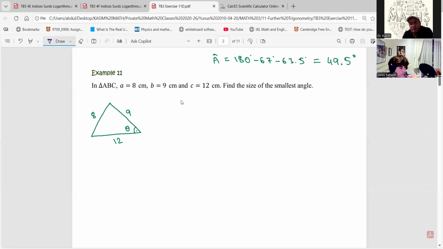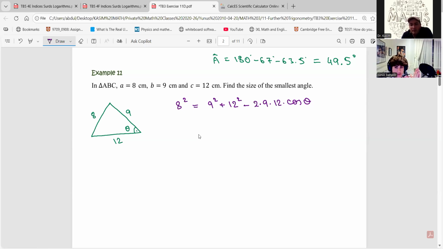You can write the first, tell me the formula. a squared equals b squared plus c squared minus 2 times b times c times cosine of theta. So a squared is equal to 9 squared plus 12 squared, minus 2 times 9 times 12 times cosine of theta. Now you know how to solve this.